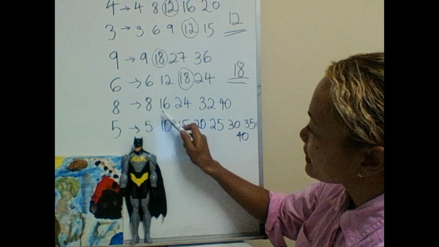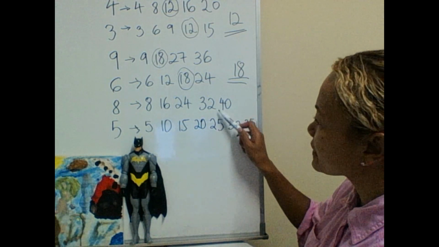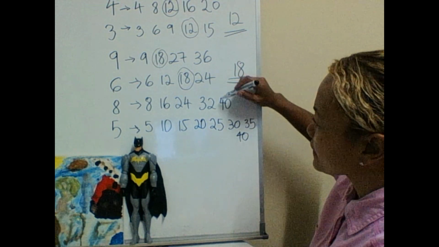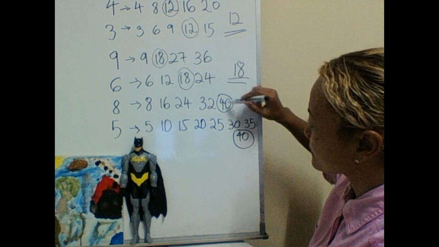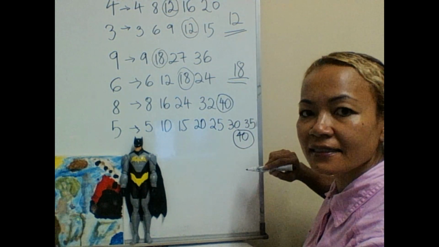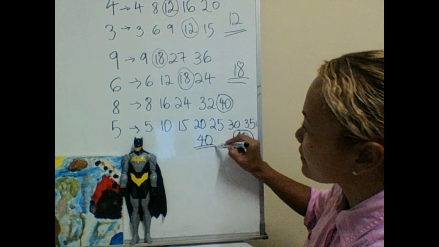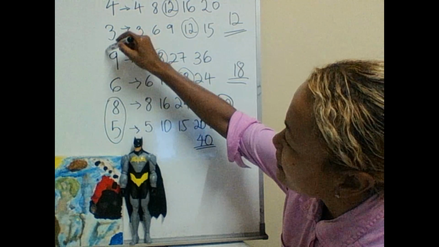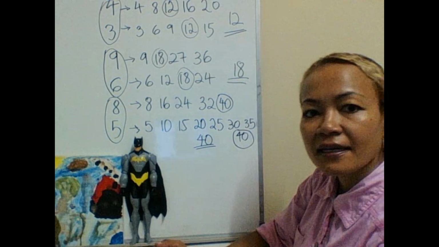If you look at both lists, anything appearing in both lists, the earliest one you'll find is the 40. Right? So that is the answer. 40 is the answer for these two numbers. These two numbers and these two numbers, the answers are written up here.